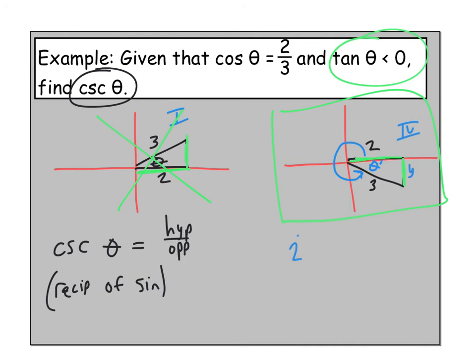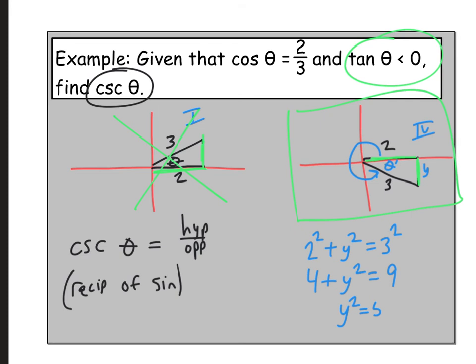We're going to say that 2 squared plus y squared equals 3 squared. So 4 plus y squared equals 9. That means that y squared has to equal 5. So y could either be plus or minus the square root of 5. Based on our situation, it's got to be the negative value, since we're in that fourth quadrant. The y value needs to be negative square root of 5.